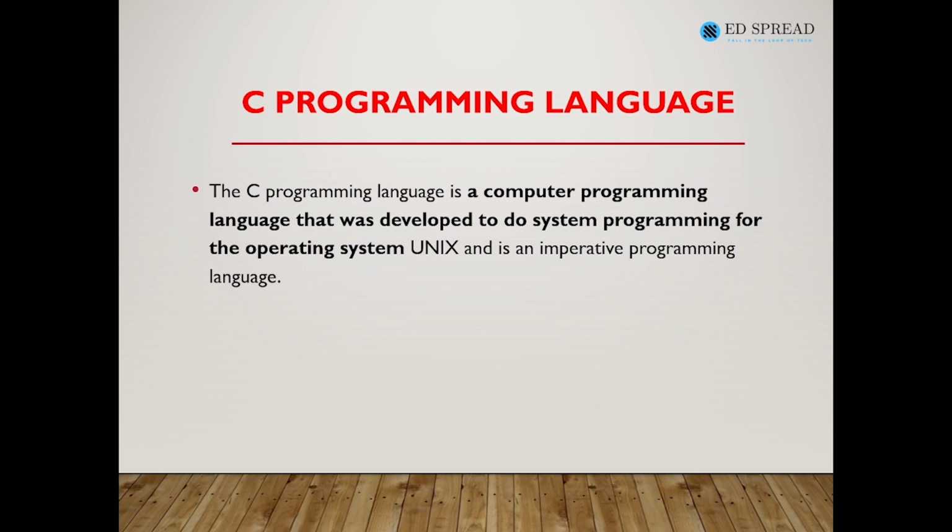Right. So about the C programming language. The C programming language is a computer programming language that was developed to do the system programming for the operating system Unix, and it is an imperative programming language.